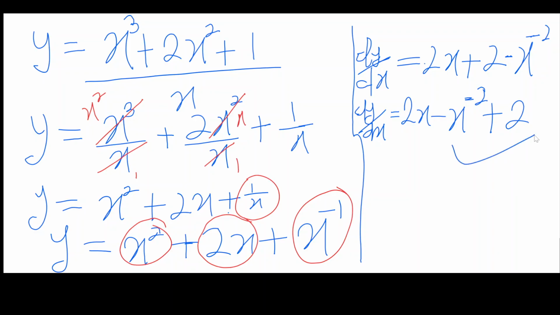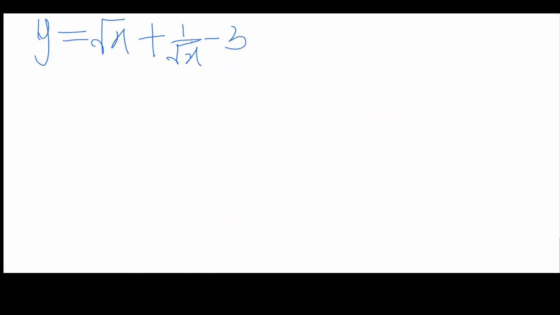So do well to understand this properly. Now let's move to the final exercise that I'm going to be solving here. It says y equals root of x plus 1 over root x minus 3. So all we just need to do is we need to further rewrite this function given to us. So I can write it as y equals root of x is going to be written as x to the power of 1 over 2.